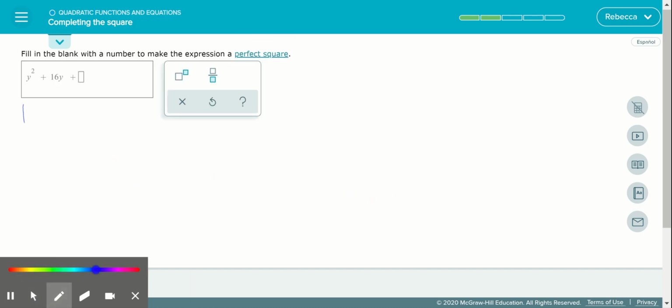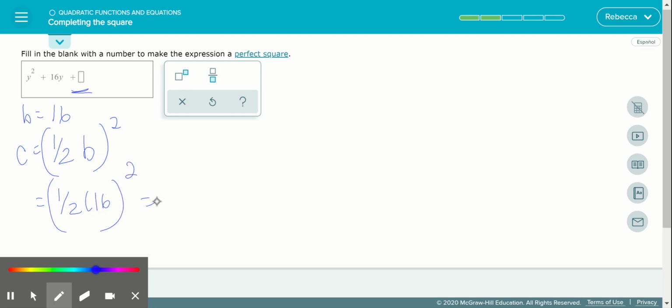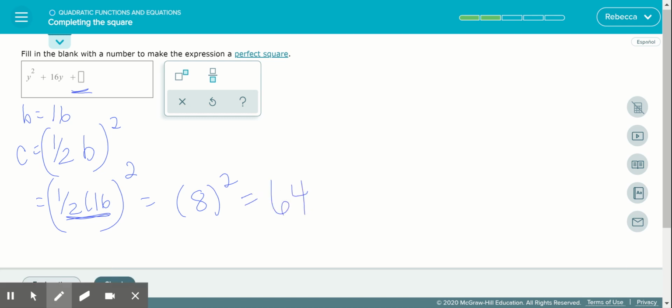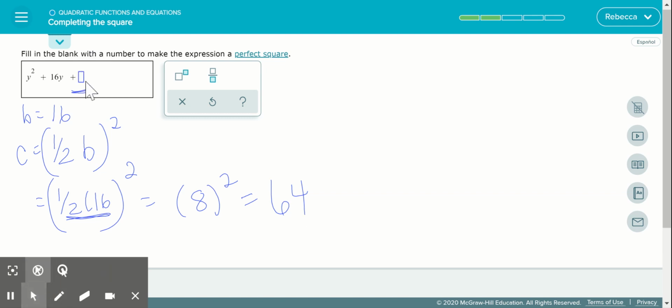Okay, so b in this problem is 16. And again, to get c, I need 1/2 of b, and then I need to square that answer. So I want 1/2 of 16, and I want that answer squared. So 1/2 of 16 is going to be 8. And then 8 squared calculated will be 64. And so that's our answer. We're going to plug in 64 for c. And that's how you complete the square.